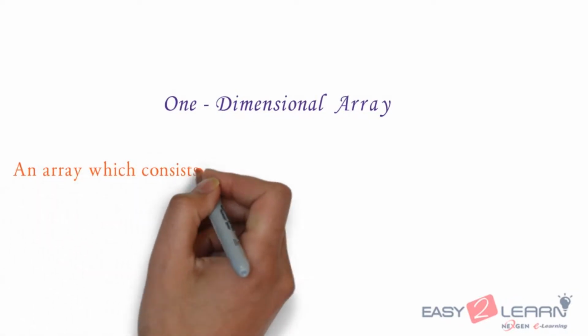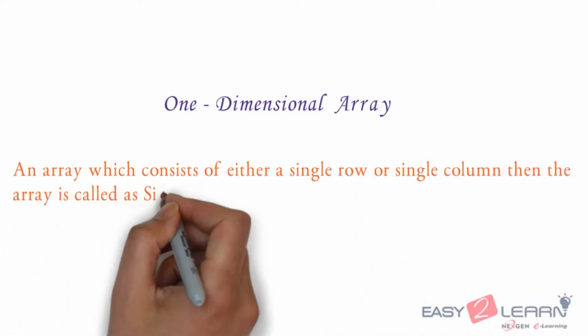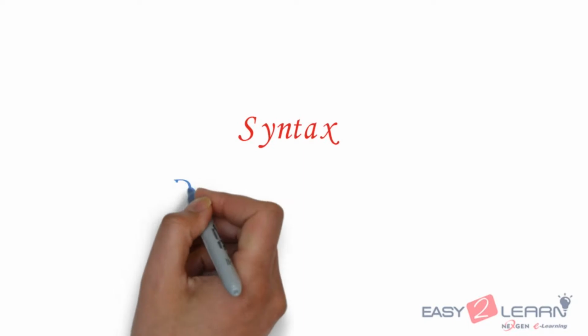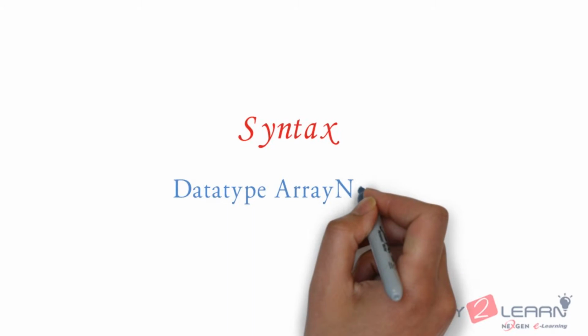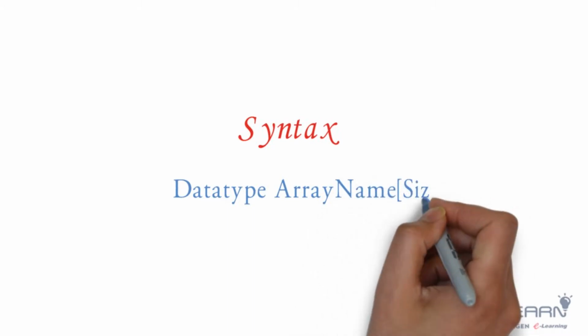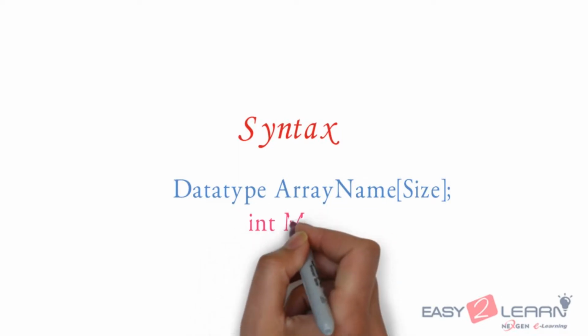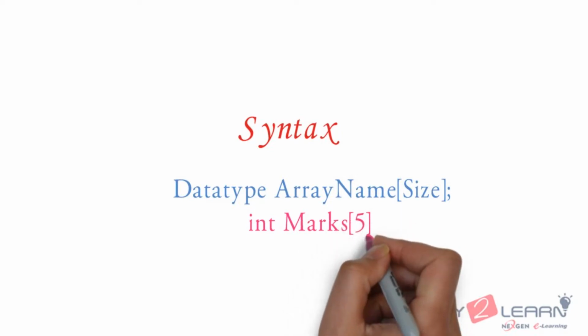What is a one-dimensional array? An array which consists of either a single row or single column is called a single-dimensional array. What is the syntax of a single-dimensional array? It consists of a data type, space, array name, and within brackets the size of the array. Let's consider an example. Here, int is the data type, marks is the array name, and 5 is the size of the array.